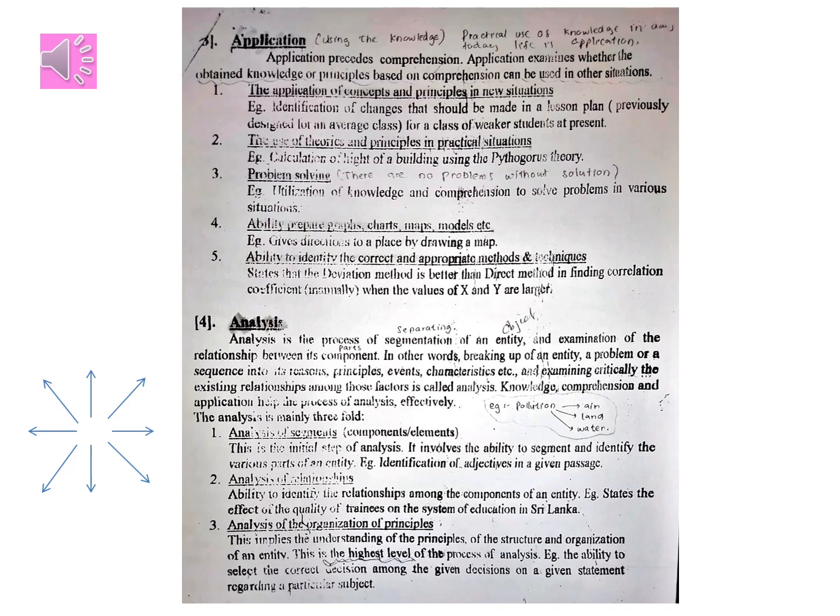Next one, the use of theories and principles in practical situations. Example, calculation of height of a building using the Pythagoras theory. So you learn the Pythagoras theory in the classroom, then you can understand it, then you apply the theory in practical situations. Now say the basic mathematical operations: addition, division, subtraction, all these. You go to a shop and you buy something and you pay money, you get the balance, you check the balance, subtraction, right? So you are using your knowledge in practical situation.